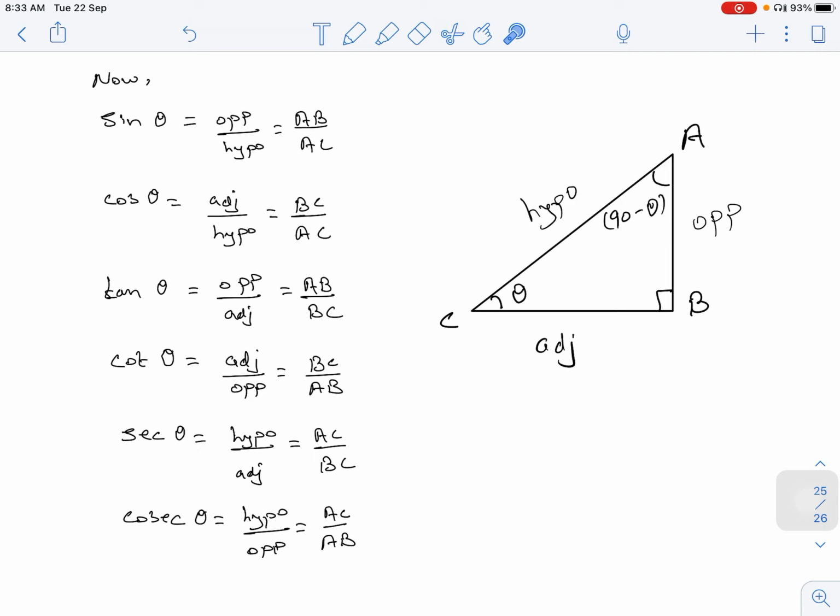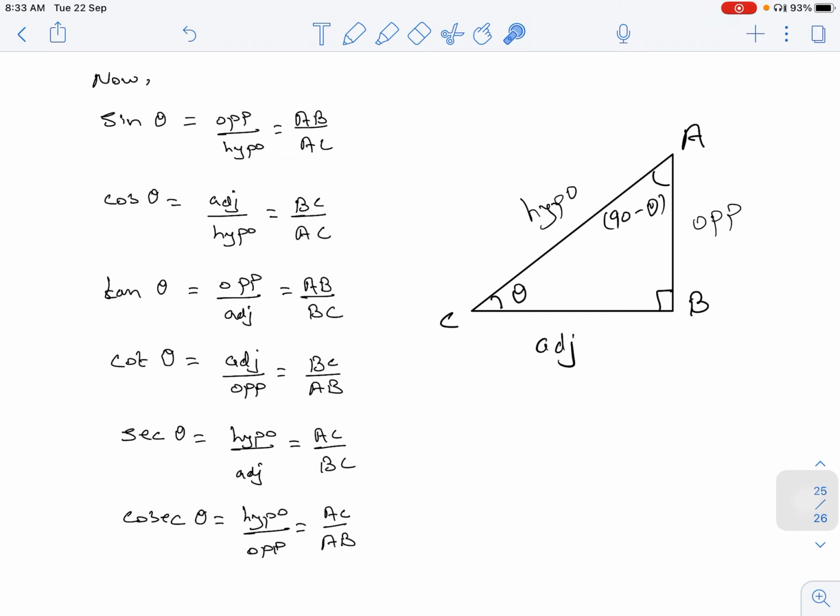Then we have cot theta. What is the ratio of cot theta? Adjacent upon opposite, so BC upon AB. Then sec theta is hypotenuse upon adjacent, that is AC upon BC. Then cosec theta is hypotenuse AC upon opposite AB, so the ratio is AC upon AB. Now we have written the ratios for angle theta.